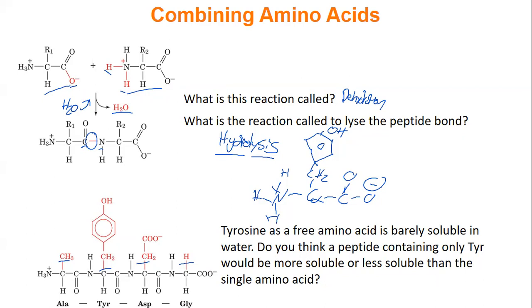Remember, a peptide is just connecting amino acids via a peptide bond. If it's just tyrosine, do you think that'll make it more soluble or less soluble? "More soluble, because the N-terminus and C-terminus are still charged, so it wouldn't matter if tyrosine is hydrophobic." Okay. Any other suggestions? So we have a vote for more soluble.